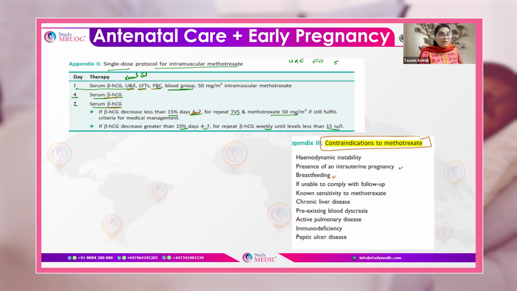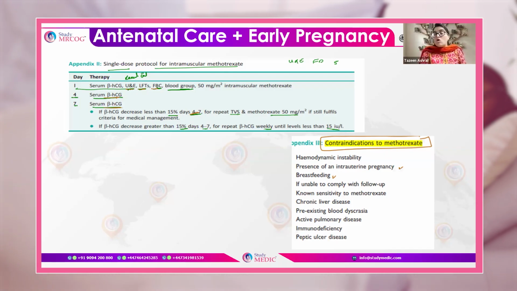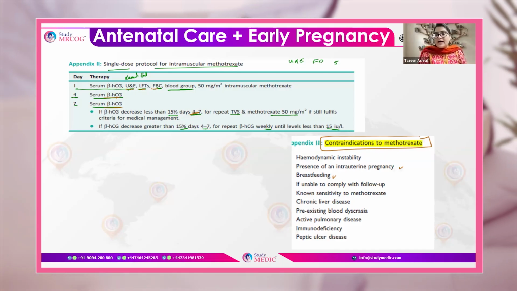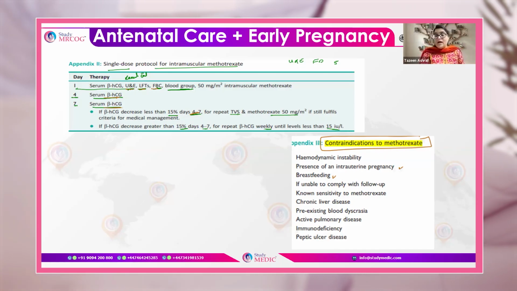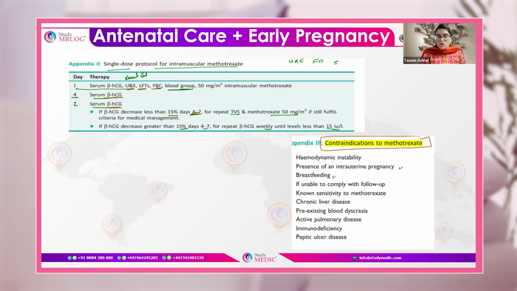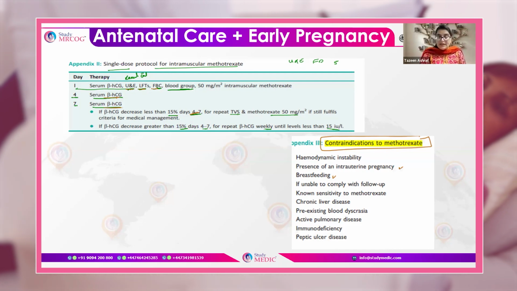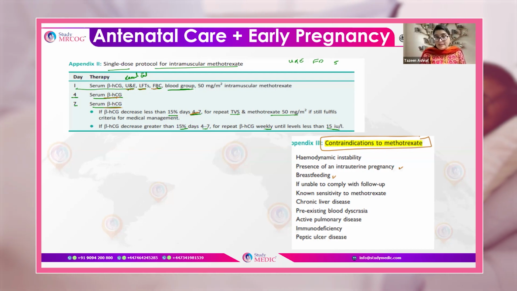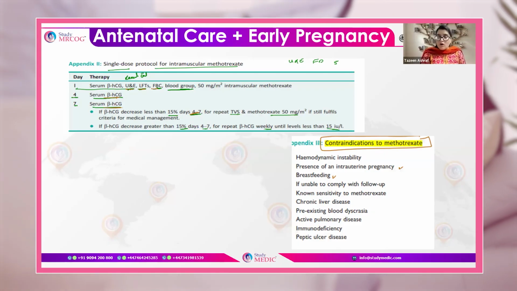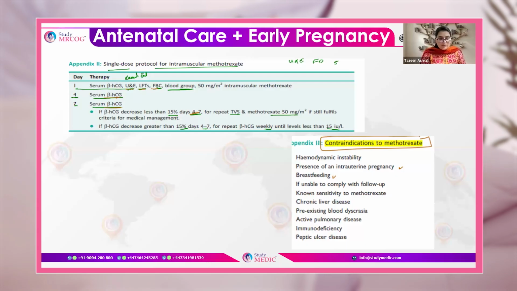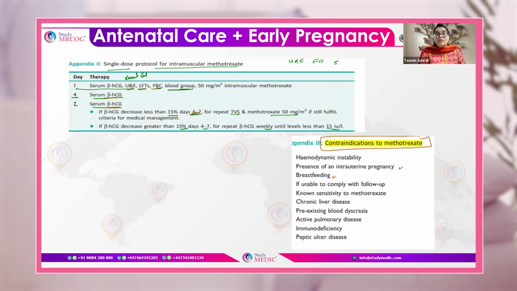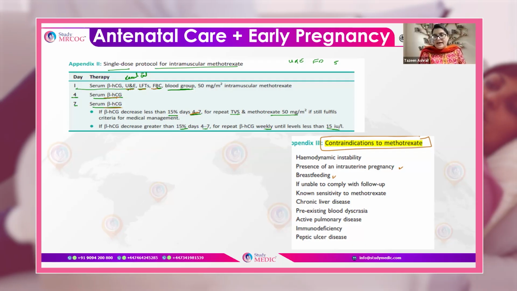All right. So then one more important thing is contraindications to methotrexate. Contraindications to methotrexate are hemodynamic instability, presence of an intrauterine pregnancy, breastfeeding, and being unable to comply with follow-up. If the patient is unable to comply with the follow-up, as I discussed. If it is chronic liver disease, okay, and if it is pre-existing blood dyscrasias, as we discussed that we were doing CBC, LFTs, RFTs.